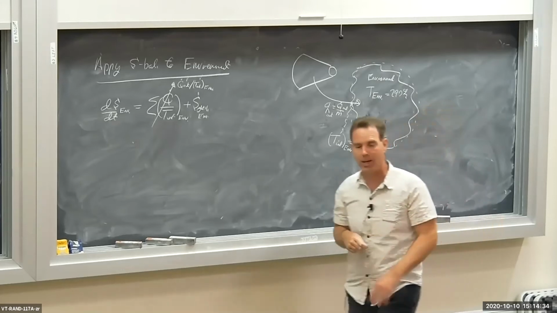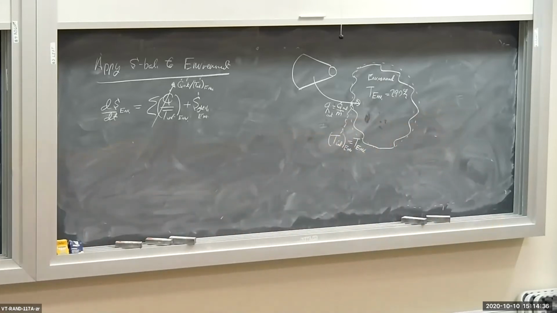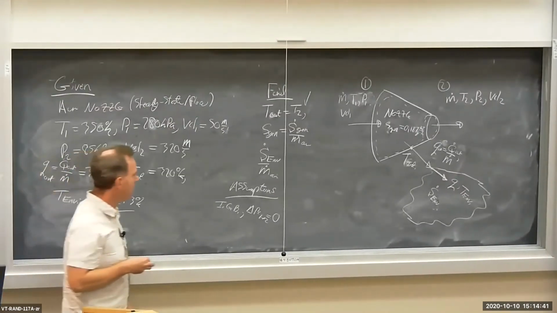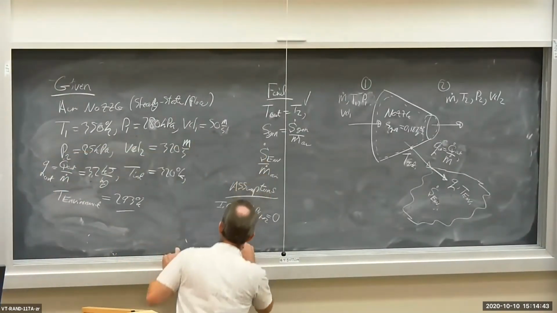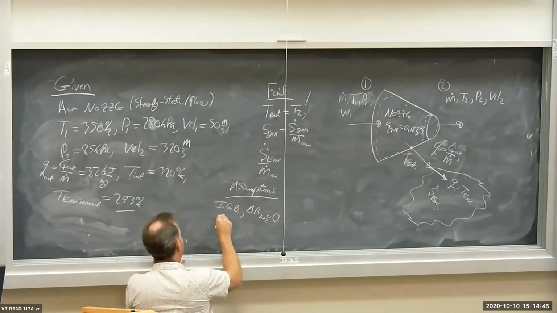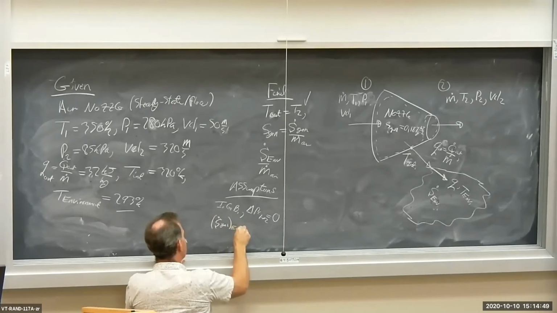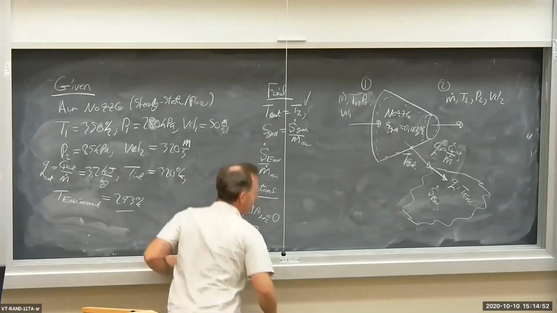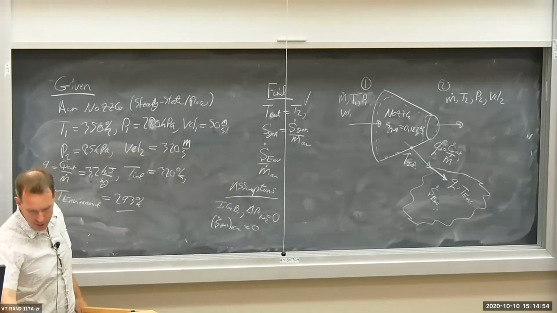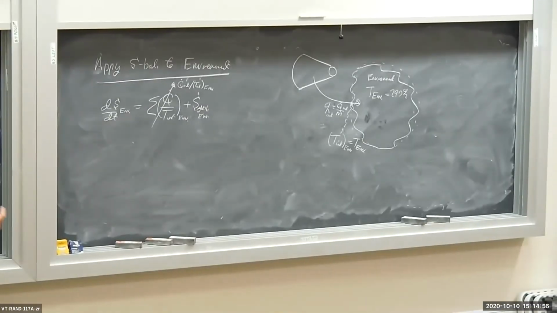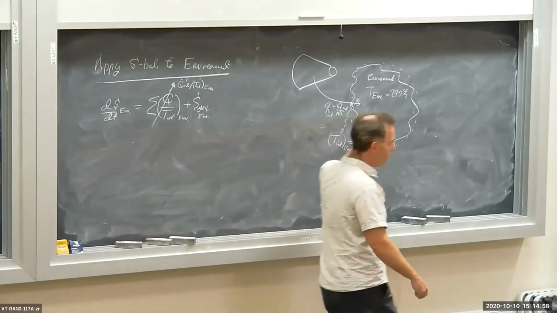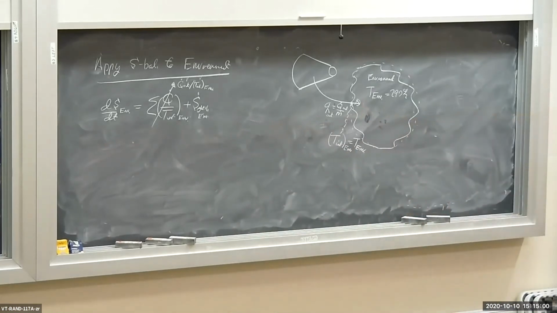I have no information. So I'm going to make a big assumption here that S gen in the environment is 0, or if you like, S dot gen in the environment is 0. The temperature is uniform in the environment. I don't have information about any weird pressure drops or any frictional processes.